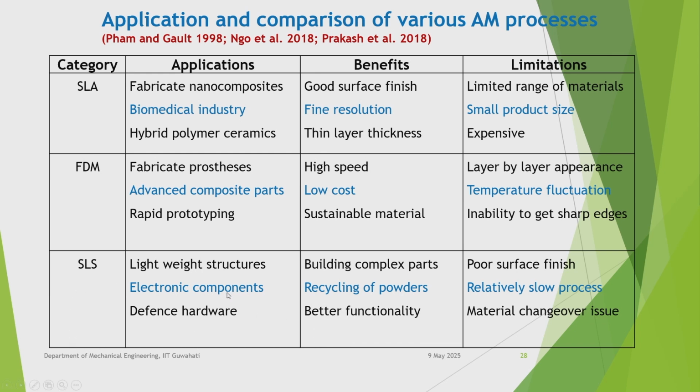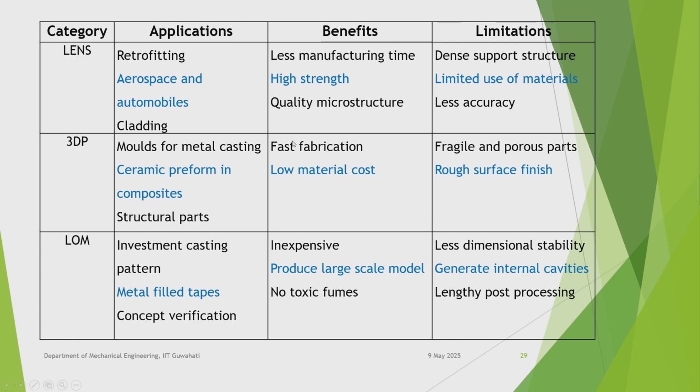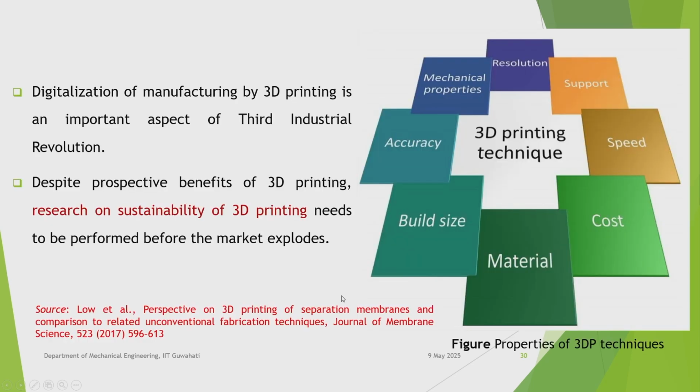Then SLS gives lightweight structures, electronic components and defense hardware, but it has poor surface finish. Similarly, LENS has been used popularly for retrofitting, etc. It takes less manufacturing time, but it has less accuracy. 3D printing makes structural parts and is fast fabrication, but it is fragile, porous and has a rough surface finish. LOM can be made, it is inexpensive, but it provides less dimensional stability.